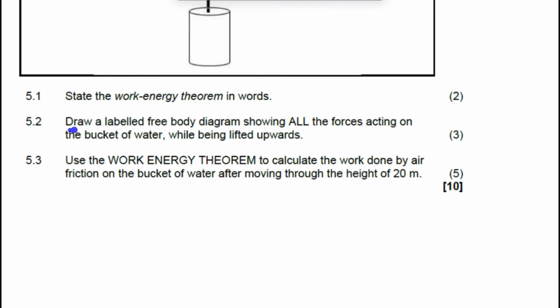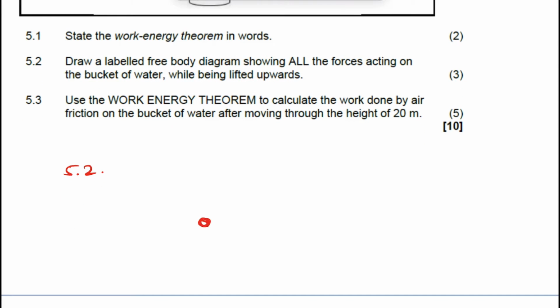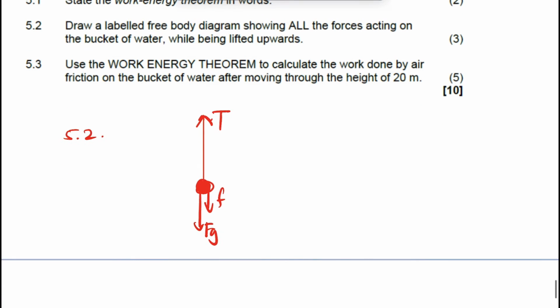5.2. Draw a labelled free body diagram showing all the forces acting on the bucket while it's being lifted. So let's draw that. Very important, the dot represents the bucket. And then there's a tension force upwards, and then there's a gravitational force downwards, and there's a friction force downwards, which is the air resistance there. It's very important, there are three forces acting there.